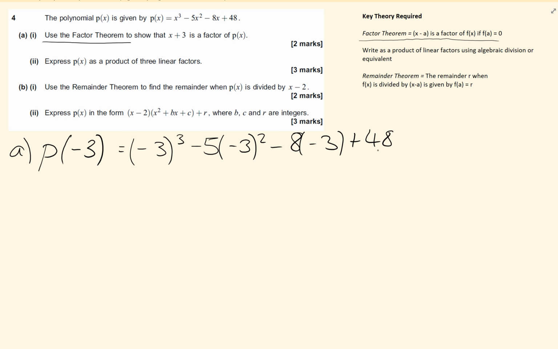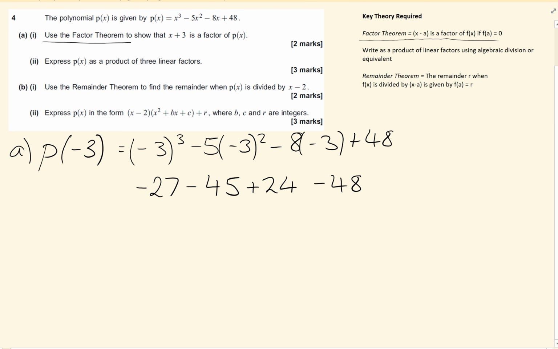And then we're just doing some squaring of negative numbers. So 3 cubed is 27, and we're timesing it by the minus, so it's minus 27. Minus 3 squared is positive 9. 9 times minus 5 is minus 45. Here we've got minus times a minus, which makes a plus, so minus 3 times minus 8, which is plus 24. And then finally, we're adding the 48 on here.